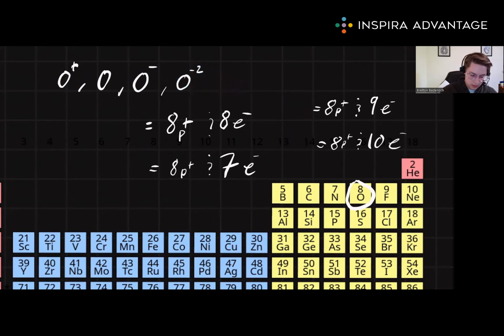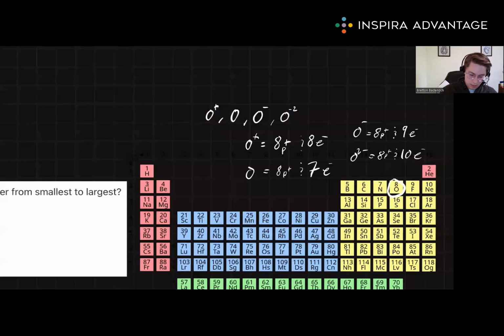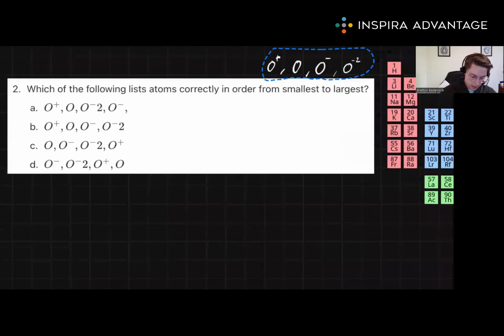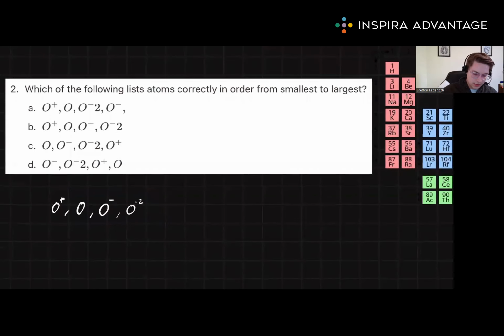And I'll rewrite these just so there's no confusion. So this is our predicted answer. Does it match any of the answer choices? Why, yes, it does. It matches answer choice B perfectly. We're starting small with that positive charge, getting slightly less positive, now we're getting more negative, and finally we're super negative with a really large e- cloud.